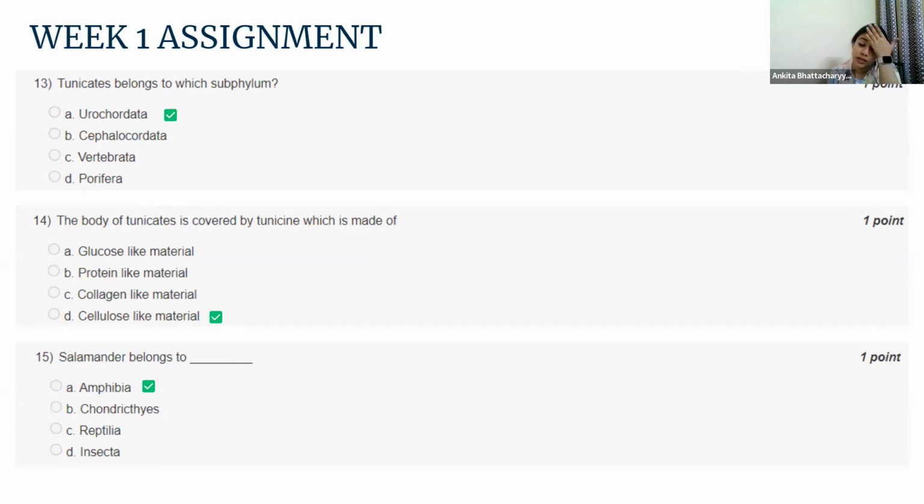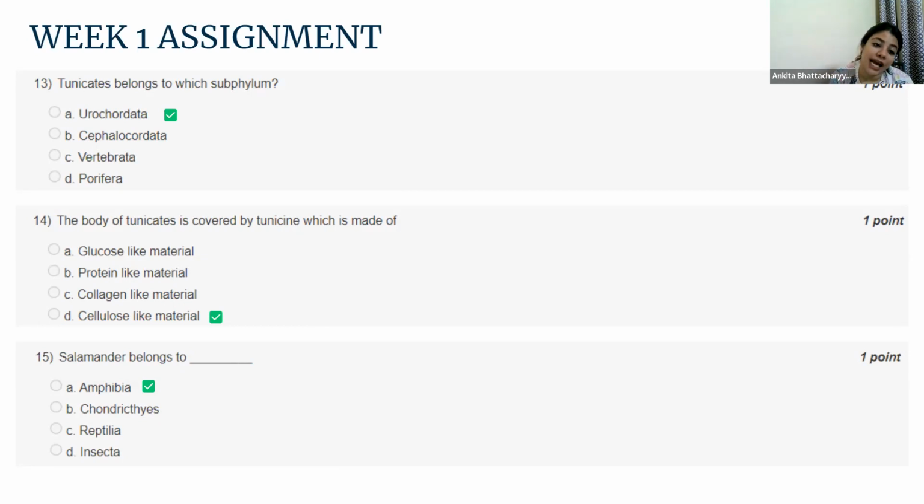Then we come to question number 13 about tunicates and which subphylum they belong to. If you remember chordata, there is a very detailed classification of chordates, which we had also discussed in the live interaction session for last week, and it's also there in the lectures as well. So tunicates belong to the subphylum of Urochordata. And then we also had other degrees of classification, cephalochordata, vertebrata, but obviously porifera is not a part of this. Porifera are an entirely different phylum, but this was a direct question. So you need to remember this.